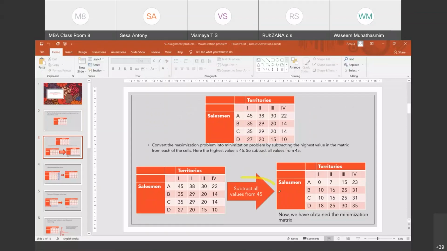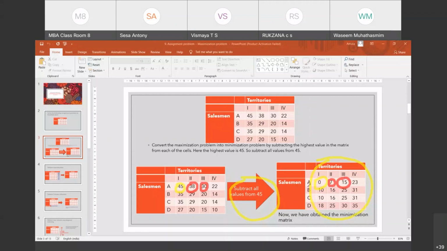So you will get a matrix like this. How will you do it? Here we have 45. 45 minus 45 is 0. Second value 38. 45 minus 38, you will get 7 in the last matrix. Similarly, 45 minus 30 here. So what will be the answer? It is 15. Similarly, 45 minus 22, you will get 23.